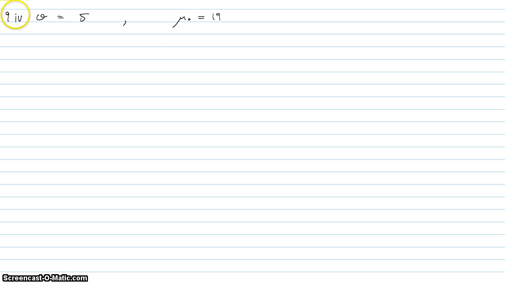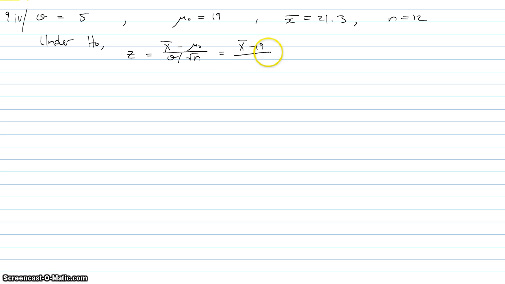So this is part 4. So what am I going to do? I still have, of course, x bar equal to 21.3 and n equal to 12. But now it's slightly different. Why? Because under H0, now that I know the population variance, I can instead use a z-test instead of a t-test. So z is equal to (x bar minus mu naught) over (sigma over root n). So this time this is going to be (x bar minus 19) over (5 over square root 12). Okay, and this is of course going to be a normal 0, 1 distribution.